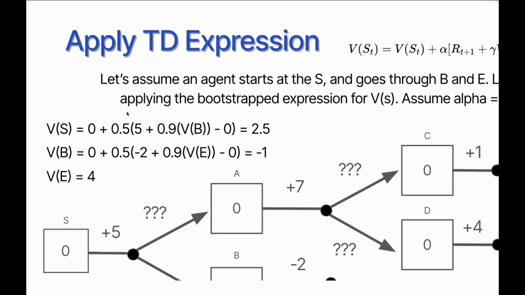The value of S is 0 plus 0.5, the step size, times the reward, which is 5, plus 0.9 times the value of B minus 0. Because V of S_t right now is 0 and V of B is also 0, this whole thing just cancels out. So this is just 0.5 times 5, which is 2.5. You do the same at B: 0 plus 0.5 times negative 2 plus 0.9 times V of E minus 0 equals negative 1, and V of E is 4. Once again, it's the same expression, but it's just half of the reward. Does everyone see what I just did here? I just applied the temporal difference equation to this trajectory.